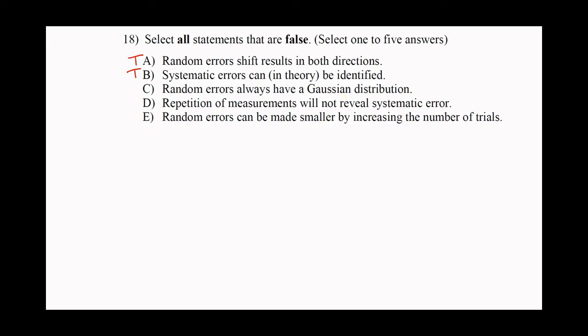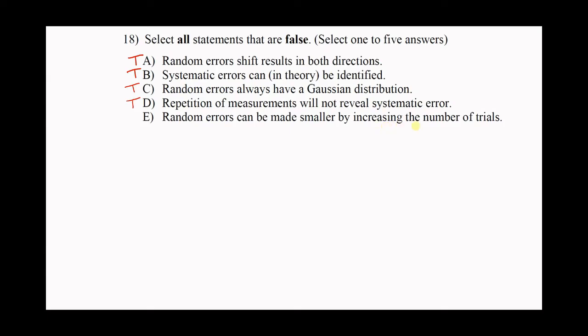Random errors always have a Gaussian distribution. Yes, they always do. Repetition of measurements will not reveal systematic error. This is true. If you have a short ruler, right? And you continually measure someone, they'll still be 9 foot tall every time you measure them. So it will not reveal that systematic error.